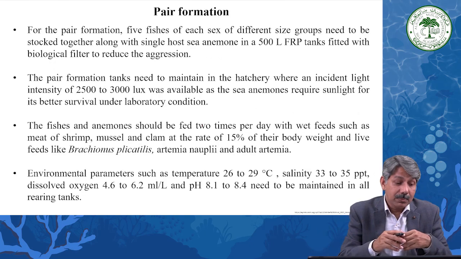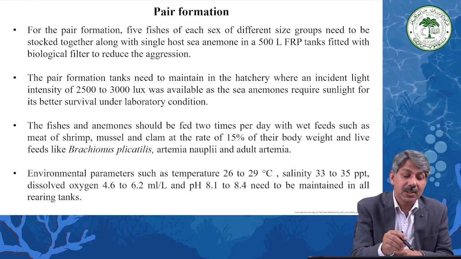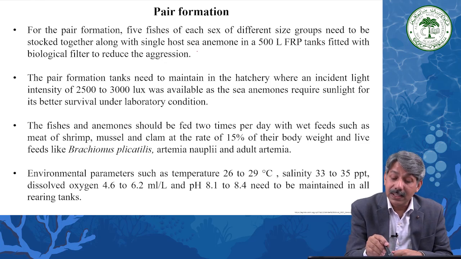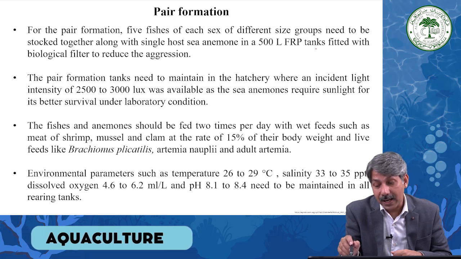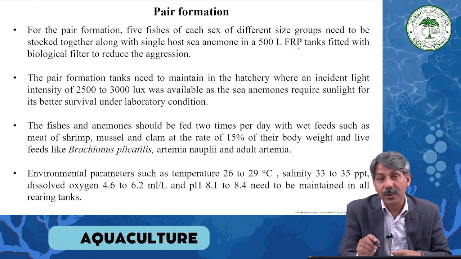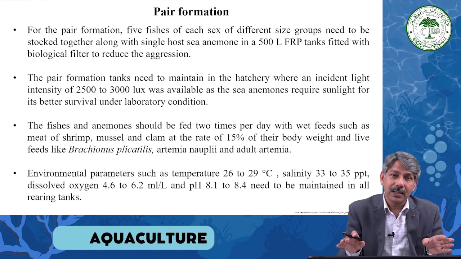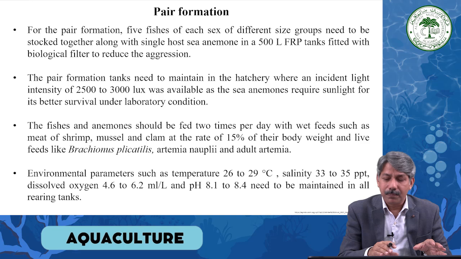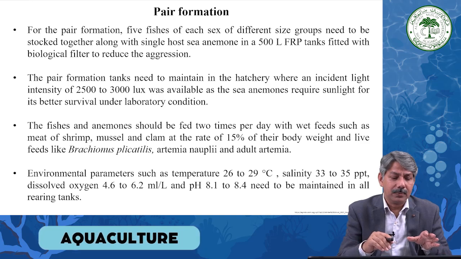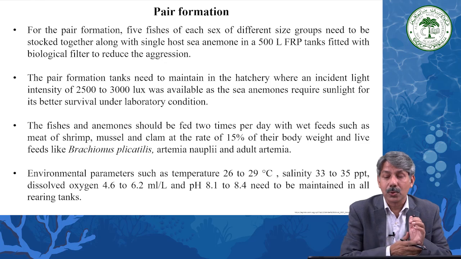How the pair formation can be done, how it occurs. For the pair formation, 5 fishes of each sex of different size groups need to be stocked together along with a single host sea anemone in a 500-liter tank fitted with a biological filter to reduce the aggression. So, provide all the conditions, water quality conditions, environmental conditions that they need, and put not only these fishes, clownfishes, but also the sea anemone.